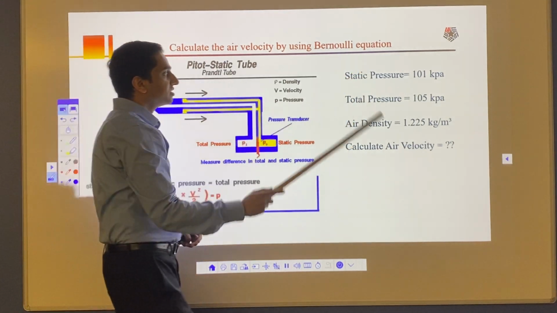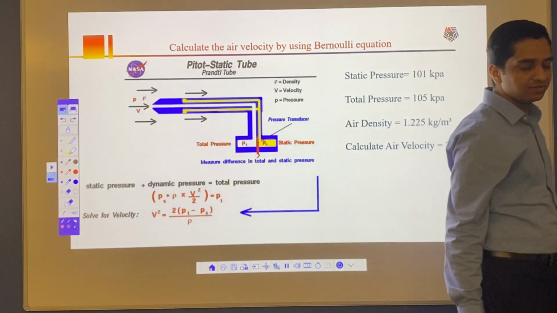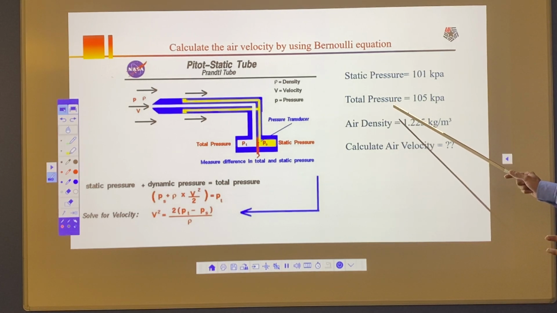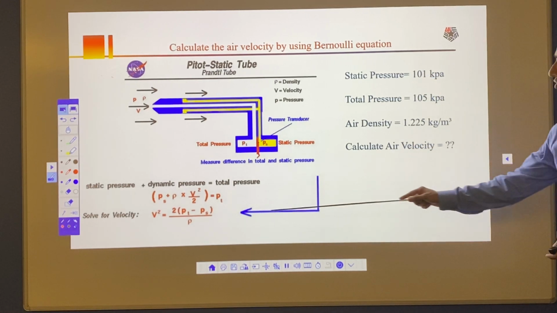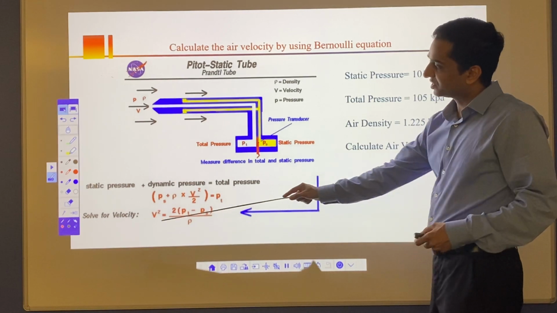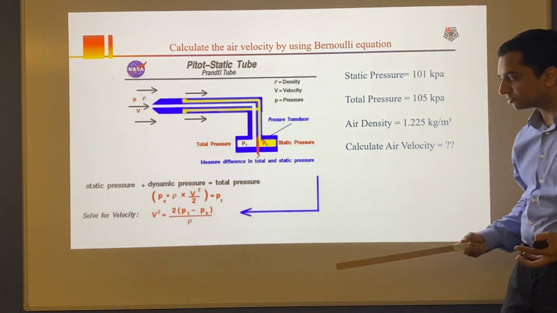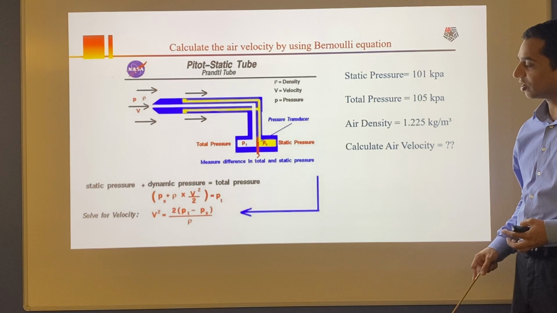The static pressure in this case is 101,000 Pascal. The total pressure, which is the stagnation pressure, in this case is 105,000 Pascal. So it is given in kilopascal, and you have to convert that into pascals. If you do that conversion and put the numbers in, you can calculate the velocity. If you want, right now you can pause the video and calculate the velocity.